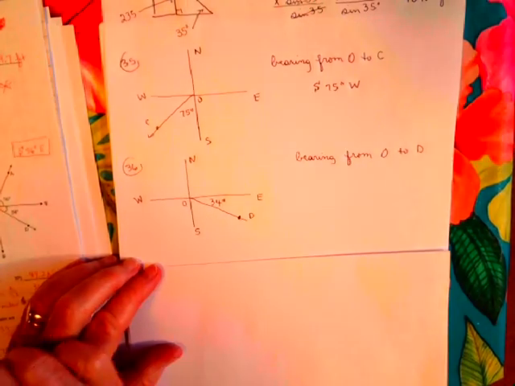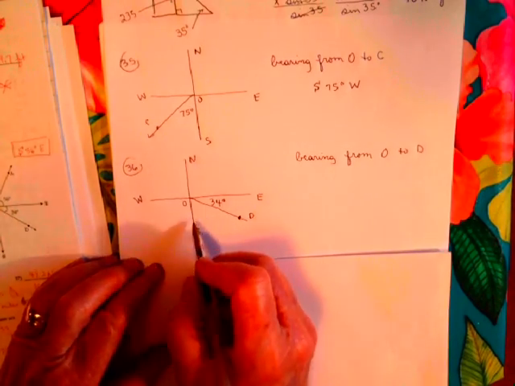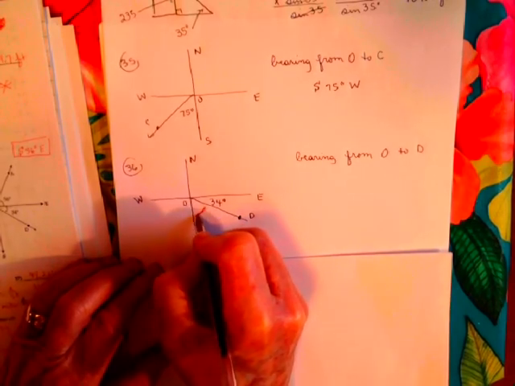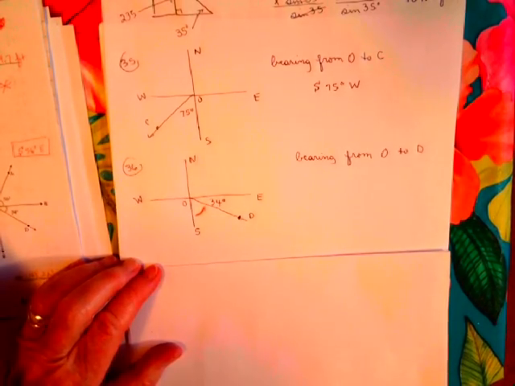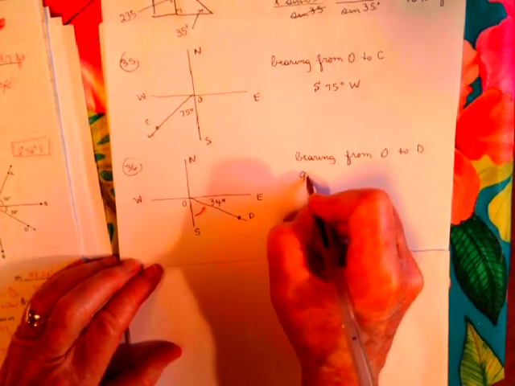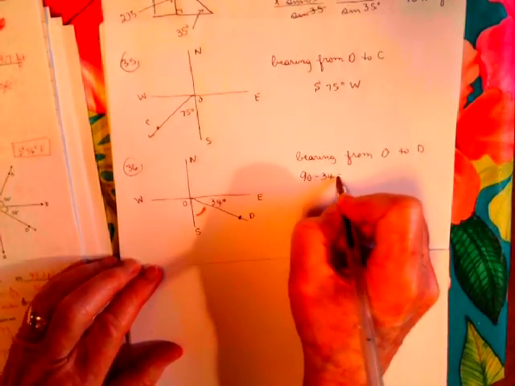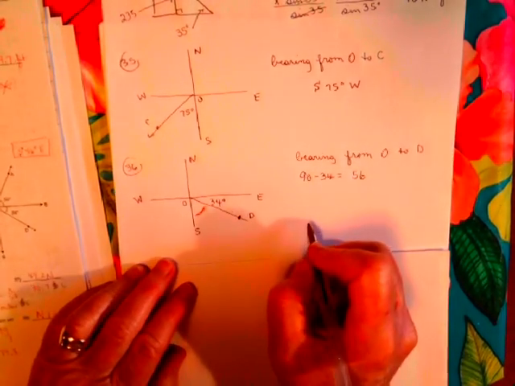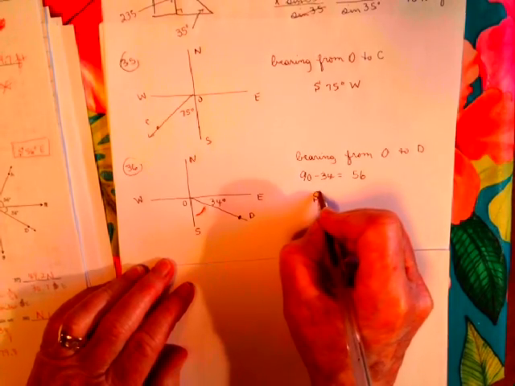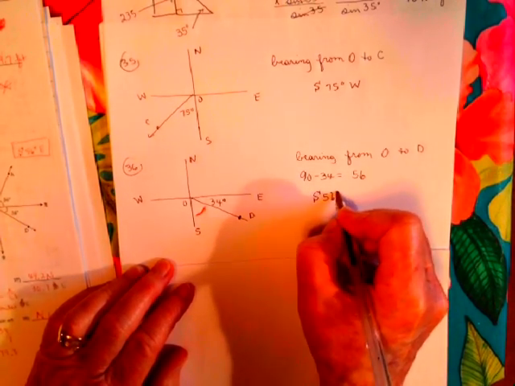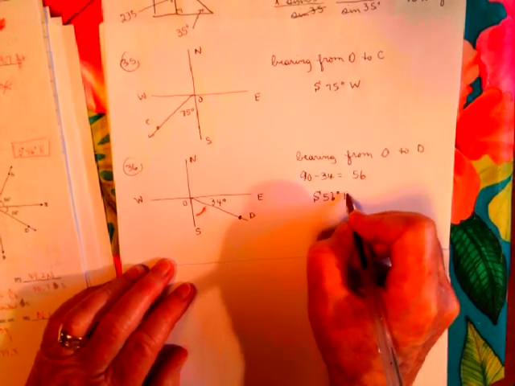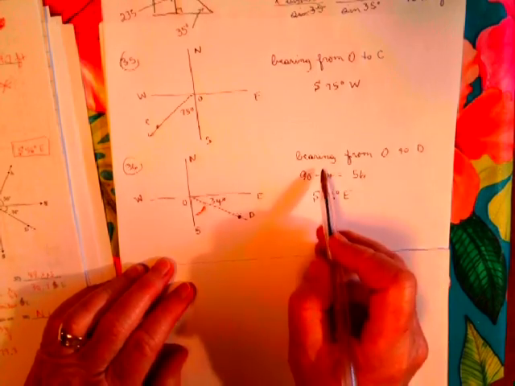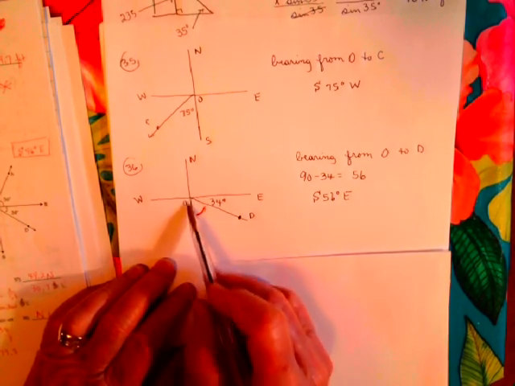Remember that bearing is the distance from the ray to a north-south line. So we got to find this measurement to answer this question. 90 minus 34 equals 56. This answer is south, 56 degrees east. Because the bearing is always the distance from the ray to the north-south line.